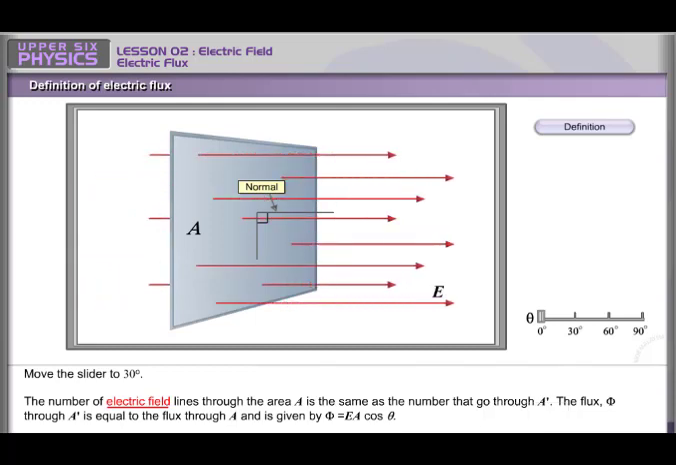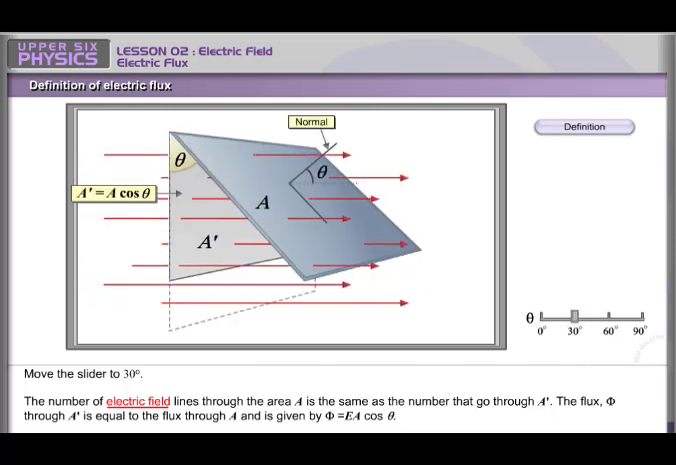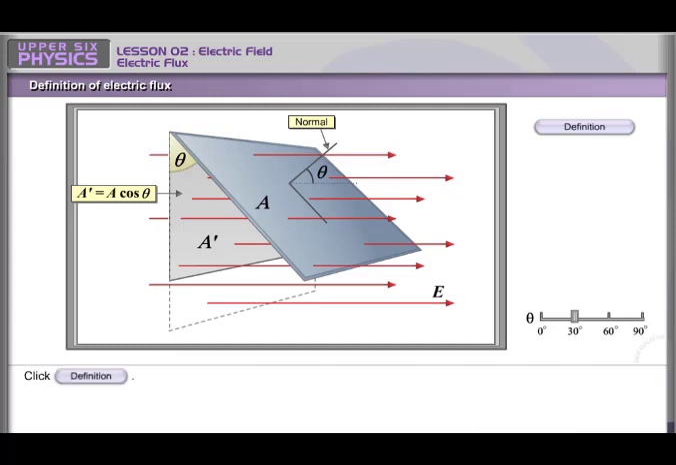Move the slider to 30 degrees. The number of electric field lines through the area A is the same as the number that go through A prime. The flux phi through A prime is equal to the flux through A and is given by phi equals EA cosine theta. Click the definition button.